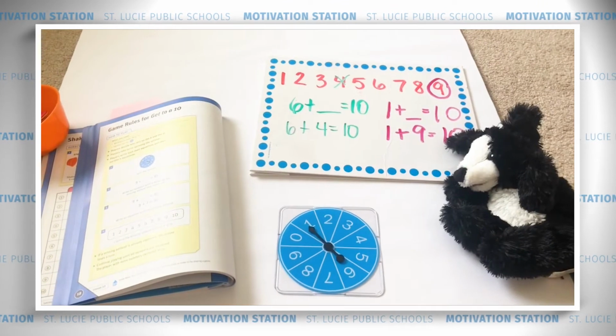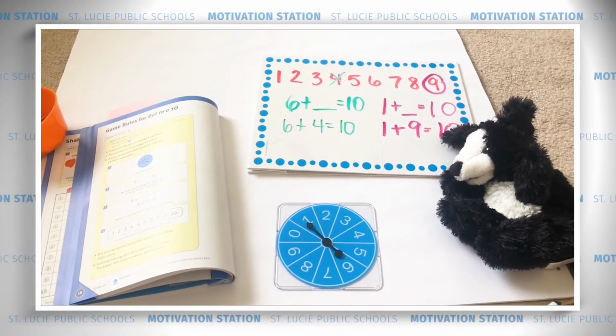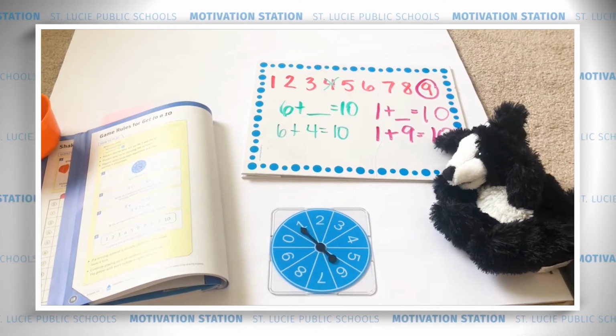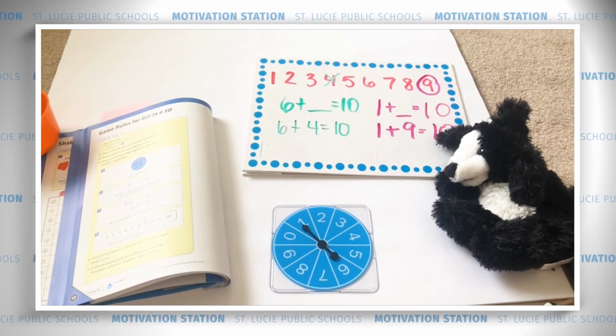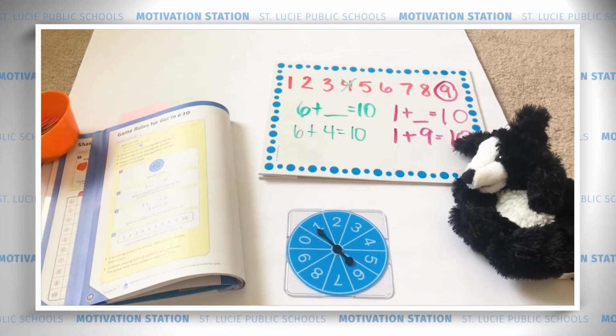Now, play will continue until all numbers are captured. If a player's missing add-in already has an X or an O on it, the player loses a turn. The winner is the player with the most numbers captured. A game can also end in a tie.